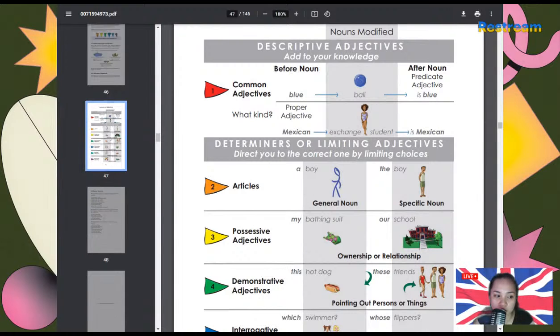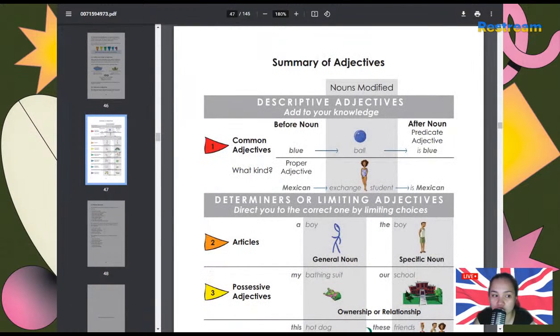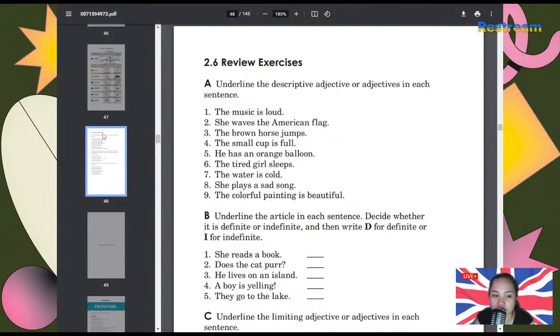Okay? So before we go here, let us have a short bathroom break. Just gonna go to the bathroom real quick. Okay, and then right after we will have the review exercise already.